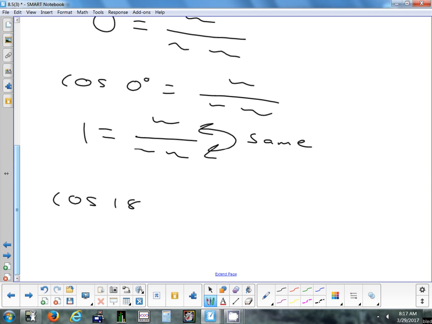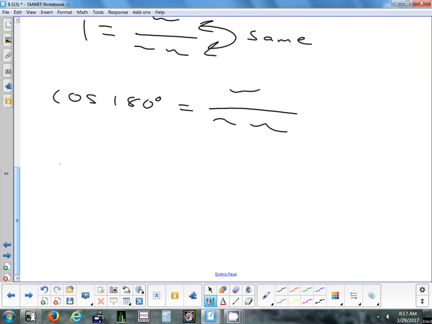Okay, and let's look at this case. Cosine 180. That's the case where the vectors point in opposite directions. What's the cosine of 180? Yeah, -1. So kind of like the last one. But what does this tell you about that fraction, if it comes out to -1?